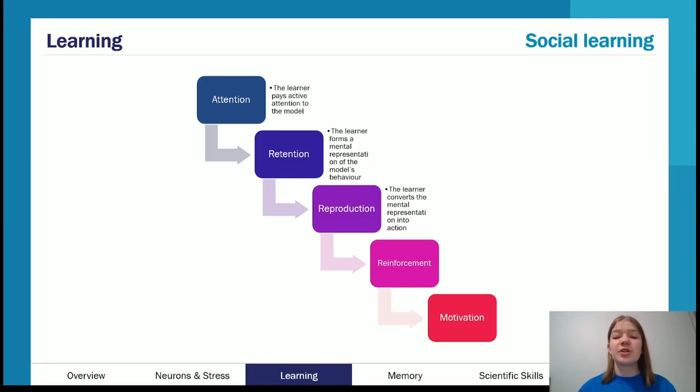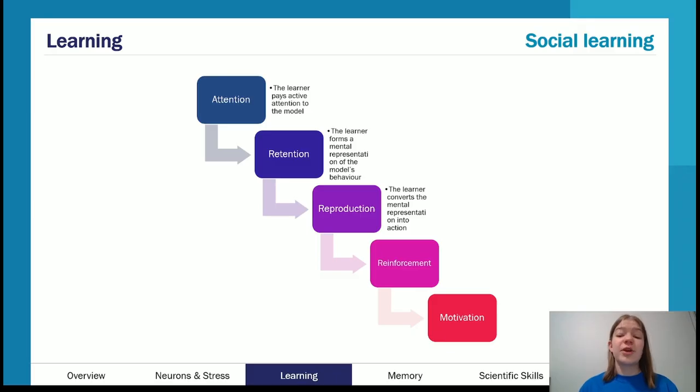Then we have retention. The learner forms a mental representation of the model's behavior. It's not good enough here to say the learner remembers it. Usually, you're not going to get any marks for that. You need to say that they form a mental representation of the model's behavior. So the child forms a mental representation of the man hitting the Bobo doll. Then reproduction. The learner converts the mental representation into action. So this might be something like the child converts the mental representation into their action of hitting the Bobo doll themselves.